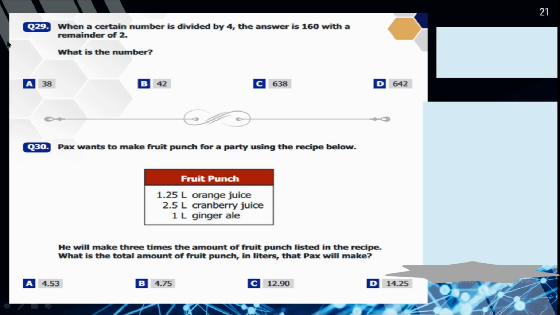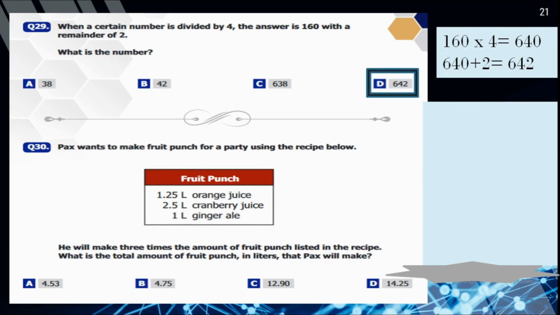So let's see, the number is divided by 4, and the answer is 160. So we will take the inverse of division and multiply. 160 multiplied by 4 is equal to 640. And the remainder is 2. Usually we get our remainder when we subtract the numbers. So to find out the answer, we will do the inverse of minus, that is plus. So 640 plus 2, it's 642. If we divide this 642 by 4, the answer will be 160 and the remainder will be 2. So option D is our correct option.